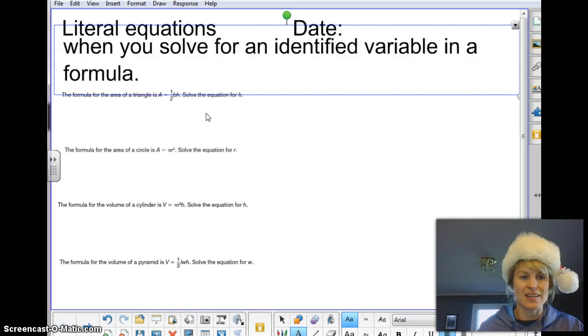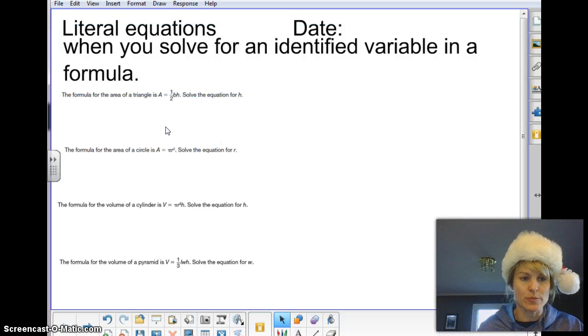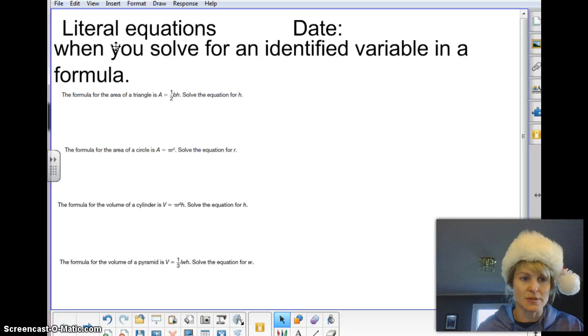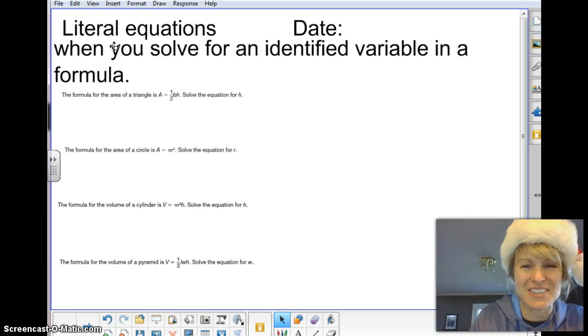All right, and this is like we've talked about before. It's a pretty big part of algebra, and you're going to have to do it here. And when you get into chemistry, particularly physics, for sure, you're going to have to do this a lot in physics. So we've got to get good at it now.